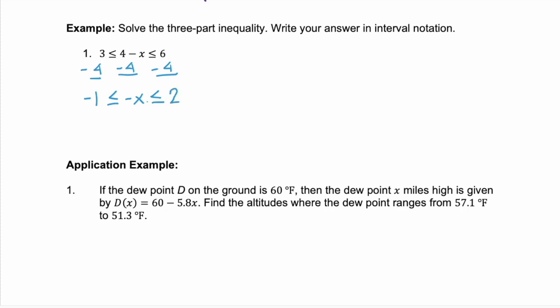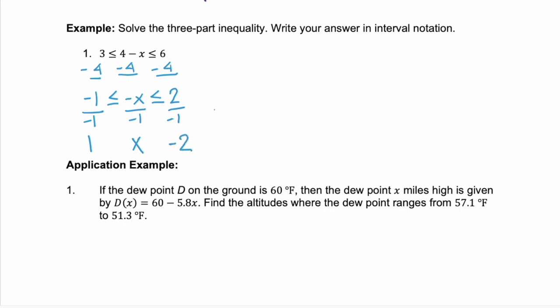Now we need a positive x in the middle. So we're going to have to divide by negative 1 to make that positive. So we need to divide each side by negative 1. So negative 1 divided by negative 1 becomes a positive 1. Negative x divided by negative 1 becomes a positive x. And 2 divided by negative 1 is a negative 2.